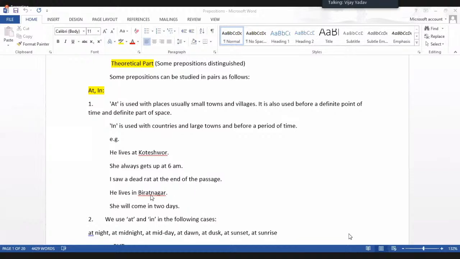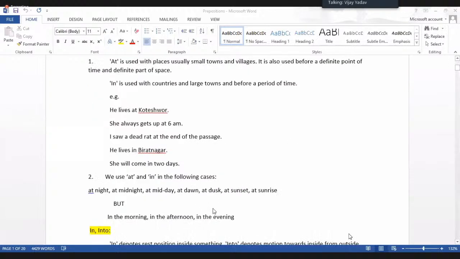Then another, he lives in Viratnagar, that is a large town. So that's why in. She will come in 2 days. So this is a period of time, 2 days. That's why in, isn't it? Here large towns and then before a period of time. Then another is.